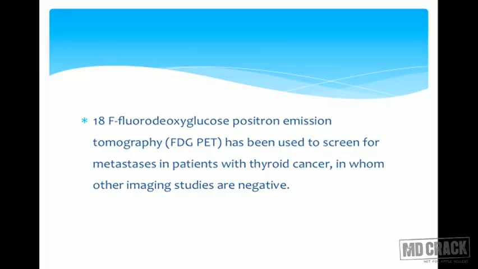Nowadays 18F fluorodeoxyglucose positron emission tomography has been used to screen for metastasis in patients with thyroid cancer in whom other imaging studies are negative. So if you want to find occult metastasis, or if you have rising trends in thyroglobulin after total thyroidectomy, then you can use 18F fluorodeoxyglucose PET scan for evaluation.